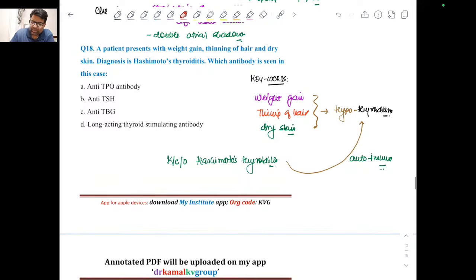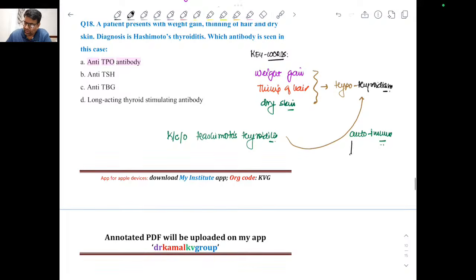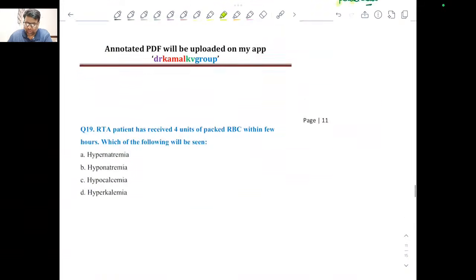This is an autoimmune condition, autoimmune destruction of the thyroid leading to hypothyroidism. Now what antibodies are present here? Anti-thyroid peroxidase antibody. So this is destruction because of anti-thyroid peroxidase. Clear? Anti-TPO. So this is Hashimoto's thyroiditis. The patient is presenting as hypothyroidism, and the classical picture is weight gain. Classical. Chalo, next question.